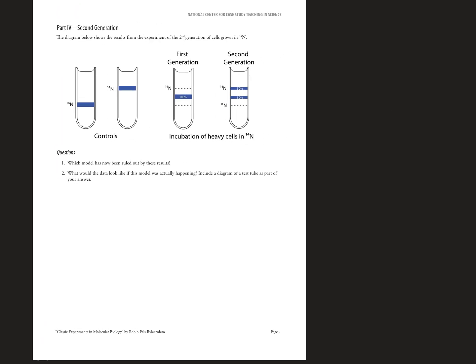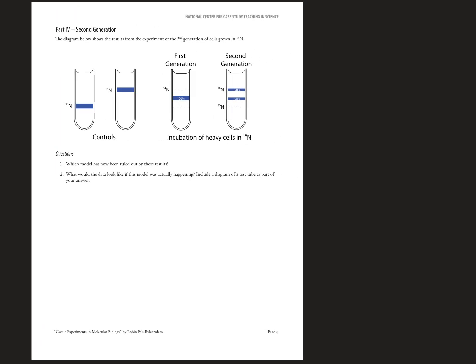What they did is they ran it through the first generation. They had a bunch of bacteria on a plate. They grew it in nitrogen 15, right? So all the DNA, they put in a test tube. They got rid of all the other stuff. The only stuff in the test tube is DNA.